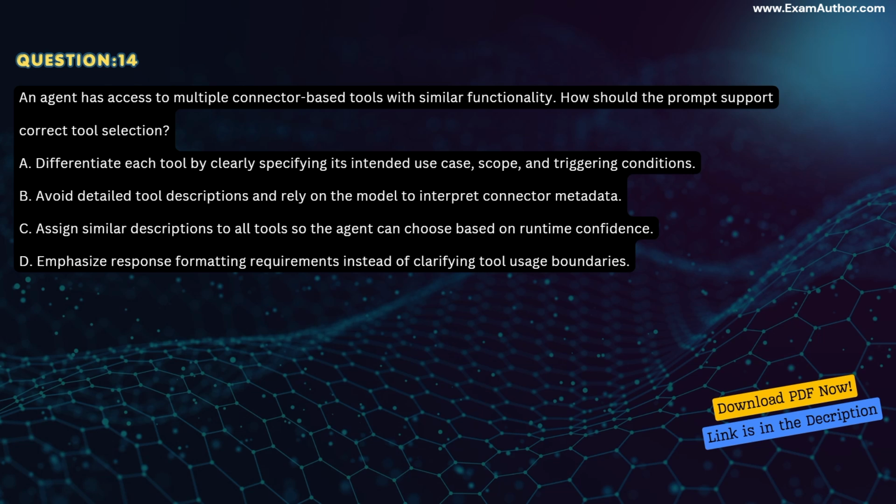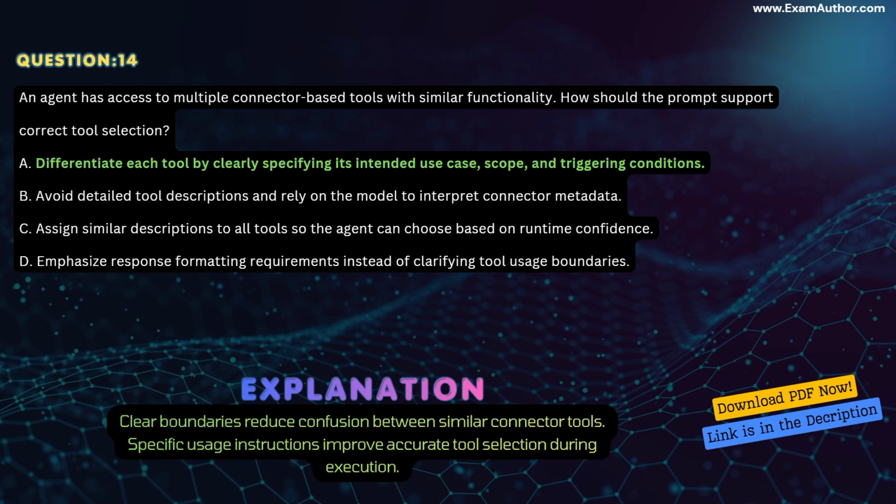B. Avoid detailed tool descriptions and rely on the model to interpret connector metadata. C. Assign similar descriptions to all tools so the agent can choose based on runtime confidence. D. Emphasize response formatting requirements instead of clarifying tool usage boundaries. Correct answer: A. Differentiate each tool by clearly specifying its intended use case, scope, and triggering conditions. Explanation: Clear boundaries reduce confusion between similar connector tools. Specific usage instructions improve accurate tool selection during execution.